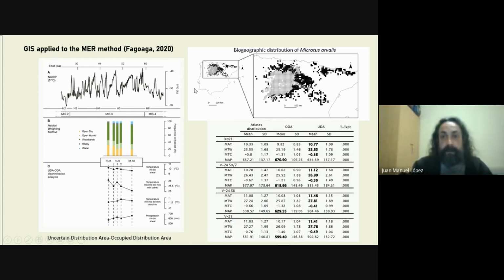And this is only an example with this species, the common vole Microtus arvalis, from, if I remember well, Abric Romaní or the Salt site, I think.